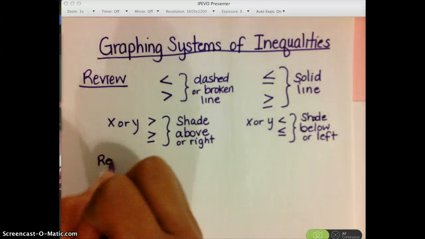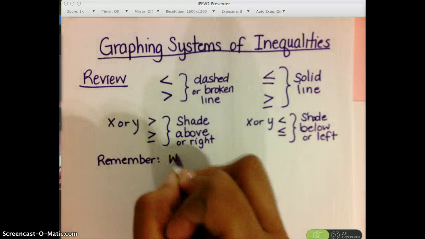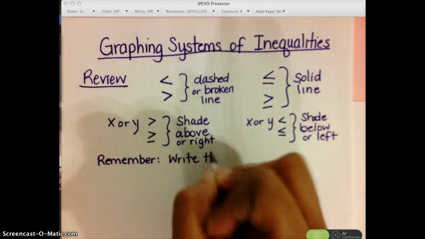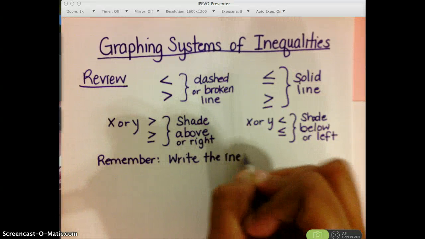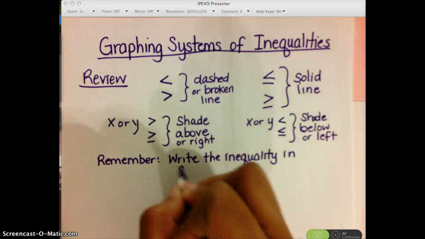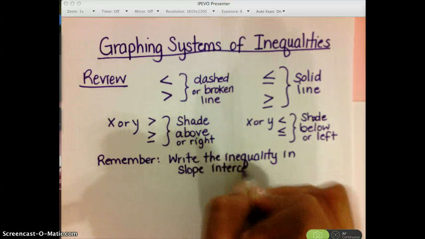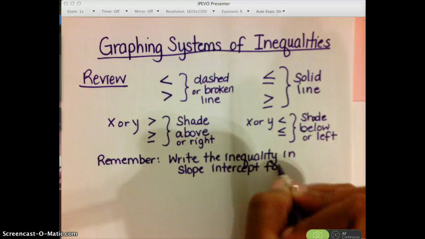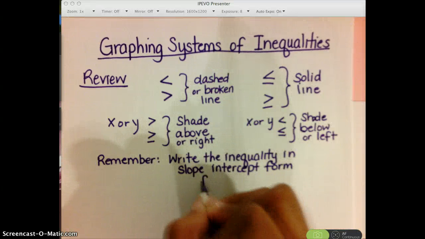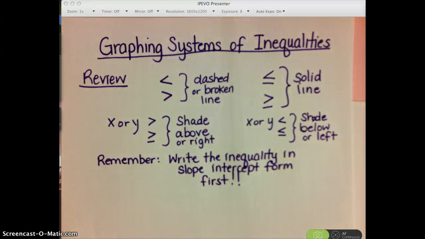Now remember, the first thing that we must always do is to write the inequality in slope-intercept form. Okay, so that's the first thing we're going to do, we write the inequality in slope-intercept form. Okay, now that does it for the review.